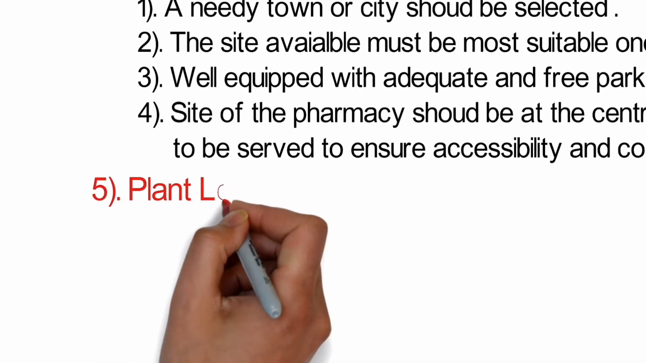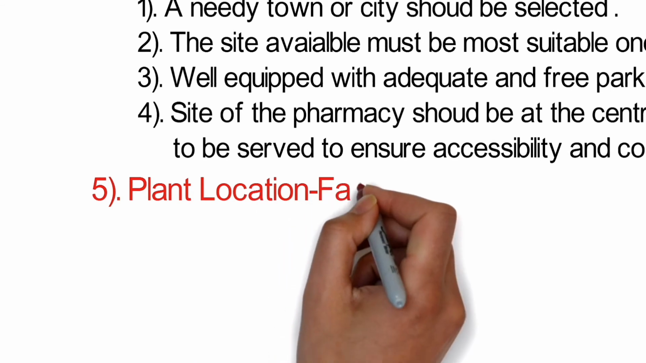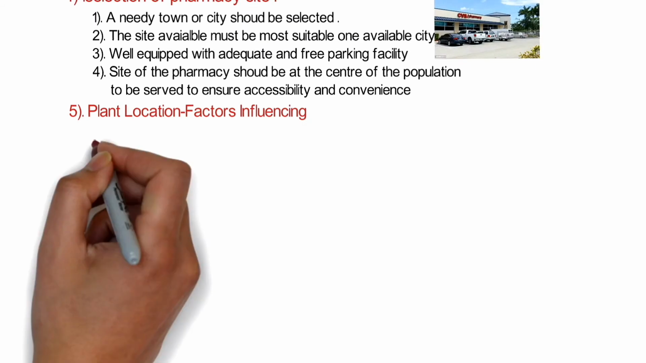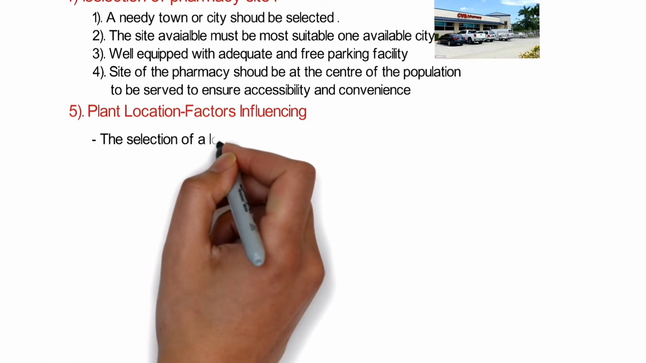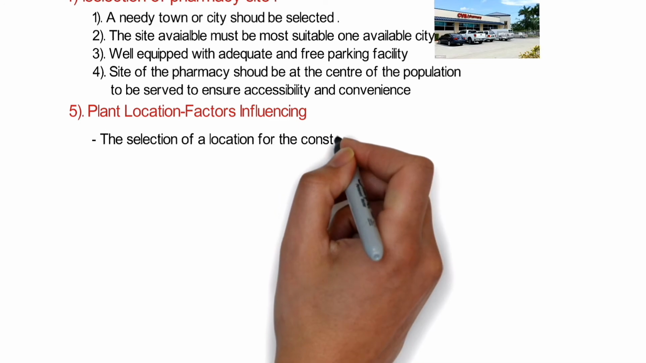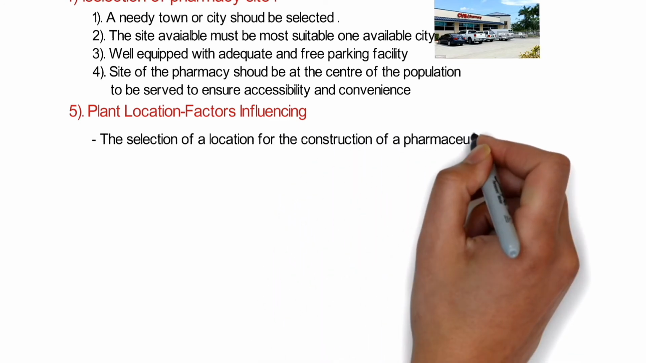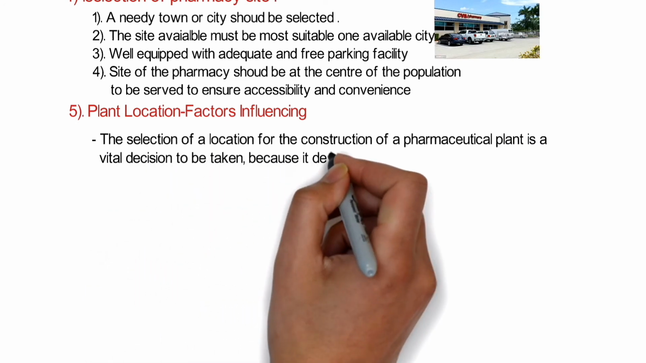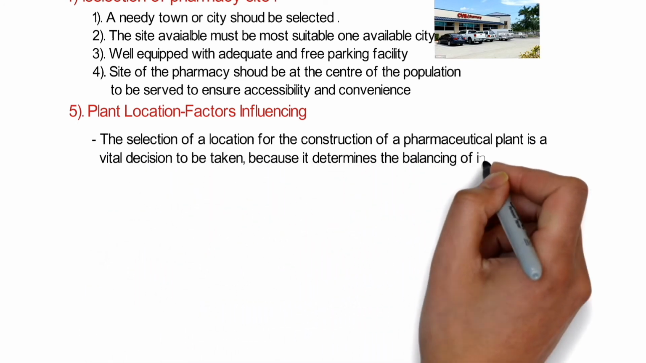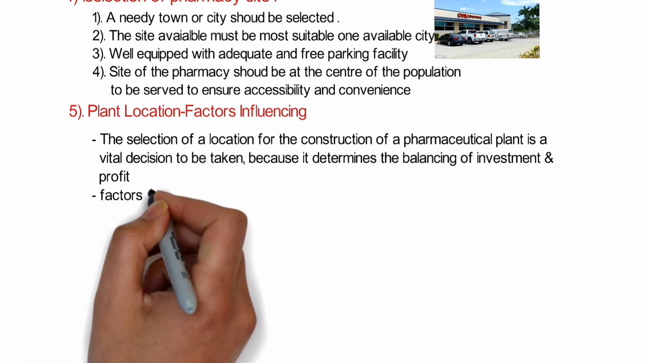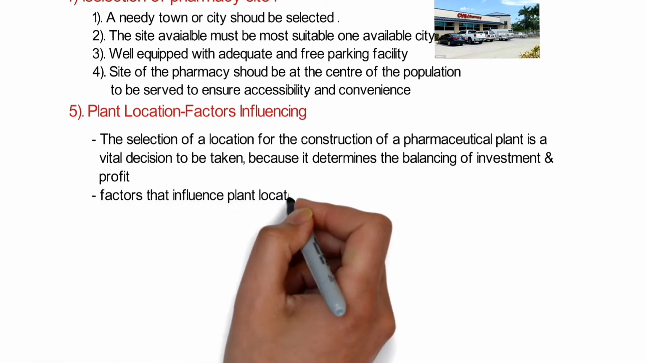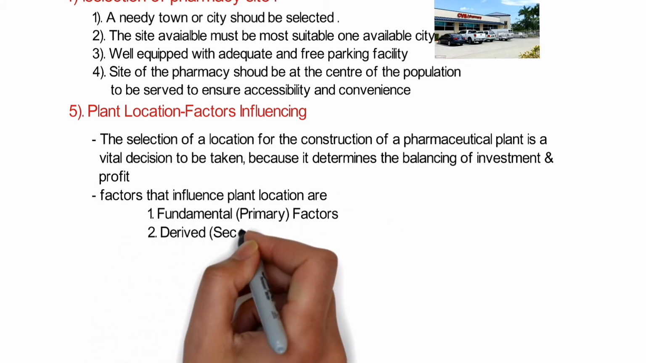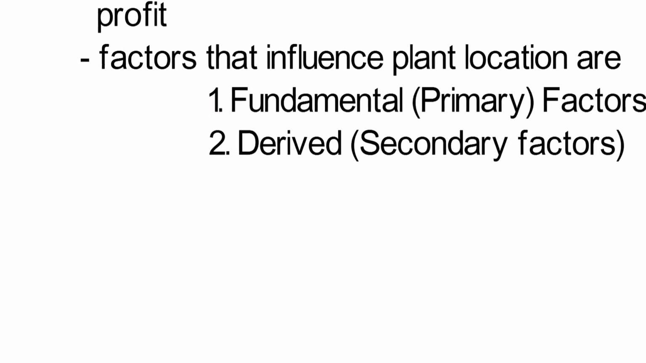We will discuss the fifth one, plant location and the factors influencing it. The selection of a location for the construction of a pharmaceutical plant is a vital decision to be taken because it determines the balancing of investment and profit. Factors influencing plant location are: first, fundamental factors, or primary factors; second, derived or secondary factors.